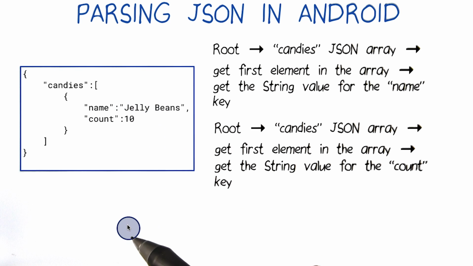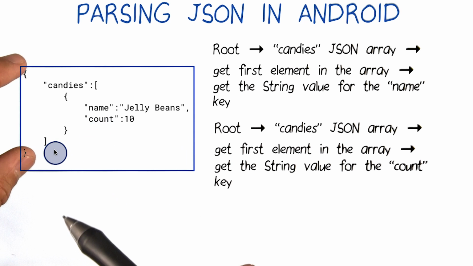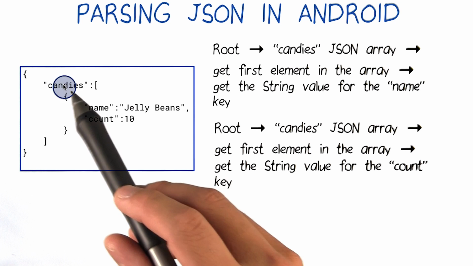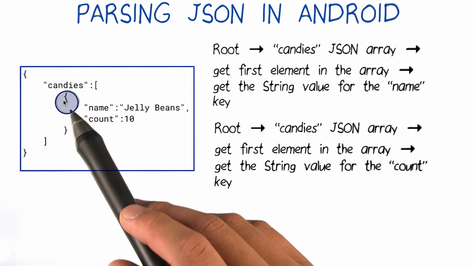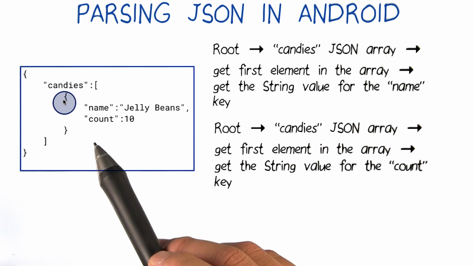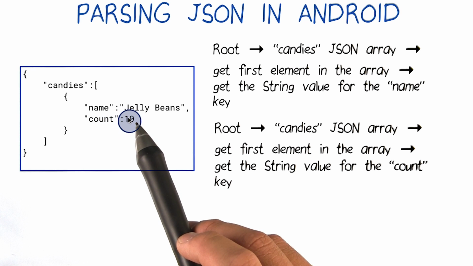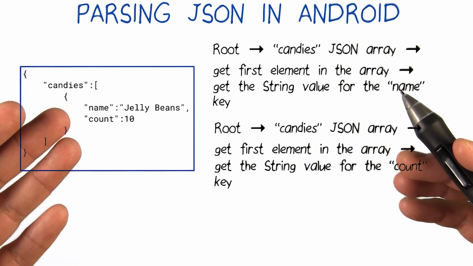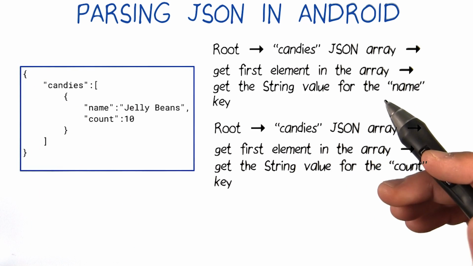Now, the traversal path to get the value for count. Similarly, we start at the root, then we're going to key value index using the key candies back into the JSON array, and then we want to get that first element out of the array, which is a JSON object, and then we're going to key value index to grab the value represented by the key count, which in this case is an integer of the value 10. Now we want to take this traversal path process and map it to statements that we can write in Java code. So let's go and take a look.